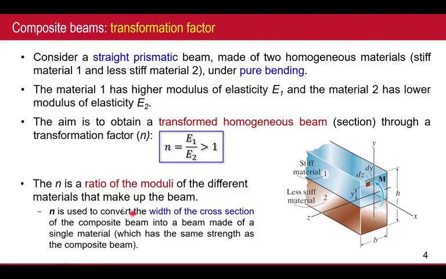So n is a ratio of the moduli, that means E1 over E2 or E2 over E1, depending on the situation, of the different materials that make up the beam. Of course, n is used to convert the width of the cross section of the composite beam into a beam made of a single material. That means we can keep the same height.